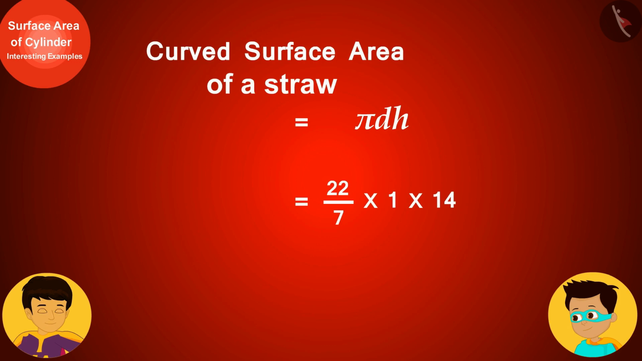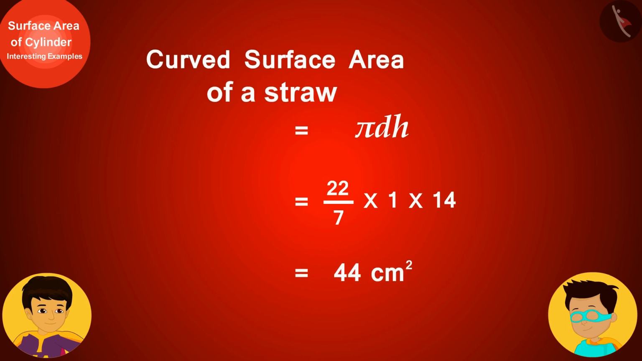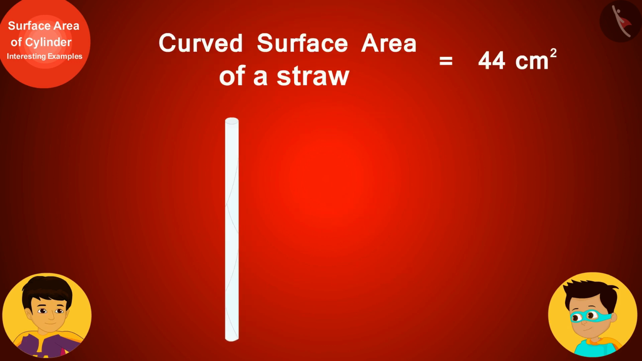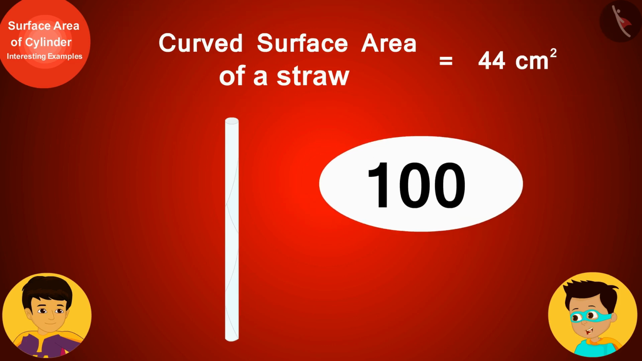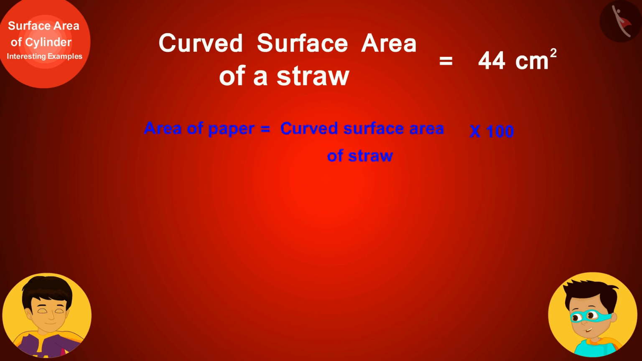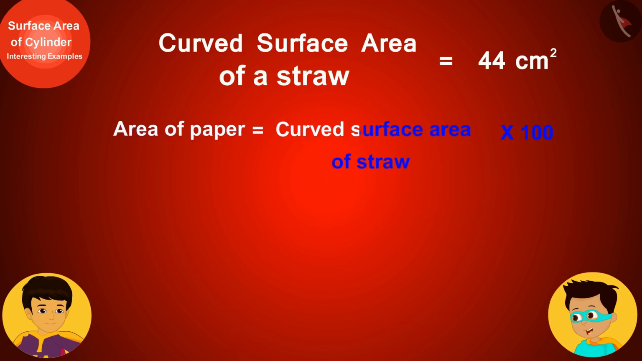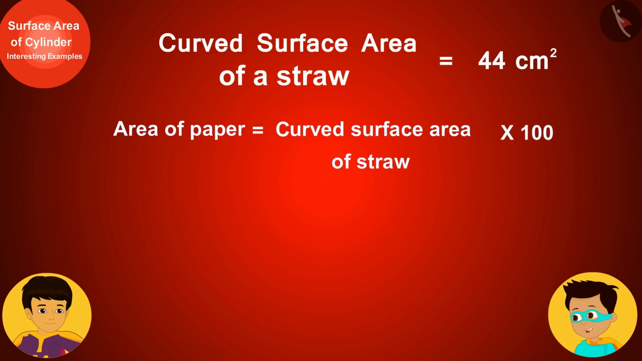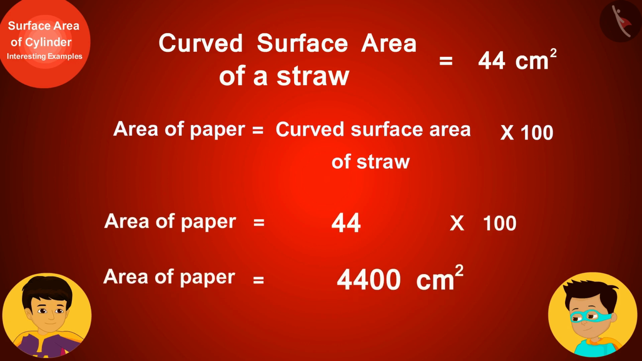Look, the curved surface area of a straw is 44 square centimeters, and we have to make 100 such straws. This means that the area of the paper we need will be the curved surface area of a straw multiplied by 100. We need 44 times 100, or 4,400 square centimeters of paper.